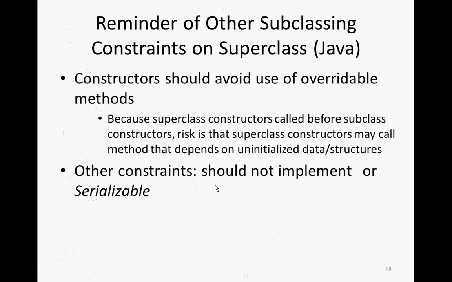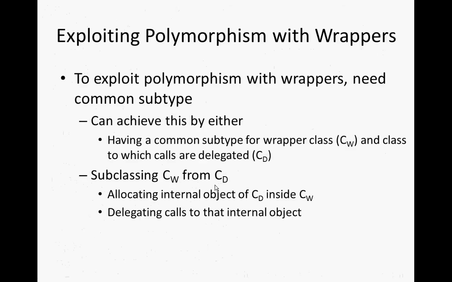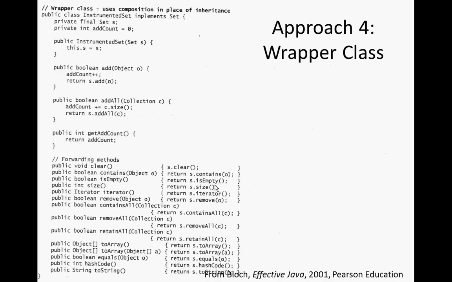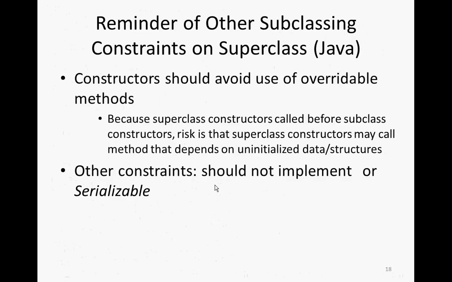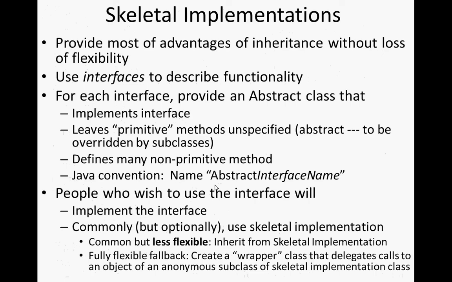And do I have an example of this? It'll be coming up with skeletal implementations. I'll come back to that issue. Okay, so I'd like to talk about skeletal implementations, which provide the advantages of inheritance without loss of flexibility. And they use interfaces, okay?